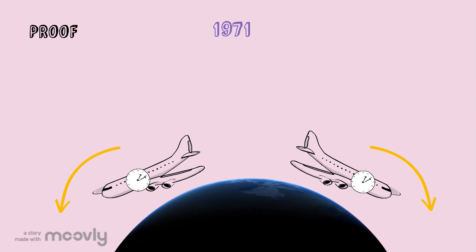Time dilation has been proven too. In 1971, 2 physicists sent 2 very accurate atomic clocks on jets around the world. When they came back, they both showed a different time to the clock on Earth, proving that time actually does pass slower for objects that travel fast in space.